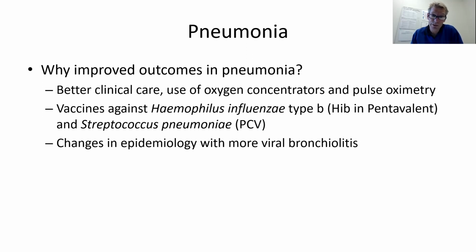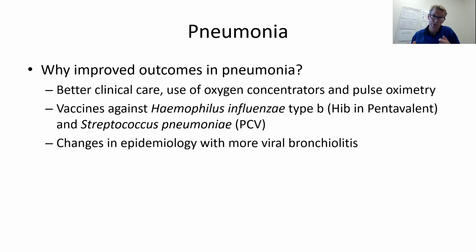So you all know that the Haemophilus influenzae type B vaccine was introduced in 2007-8, as the pentavalent vaccine, and then the pneumococcal conjugate vaccine, the PCV13, was introduced in 2013 and 14. And I think they've made a big difference to not so much the numbers of children with pneumonia, but the severity of illness of children with pneumonia, and the case fatality rate.